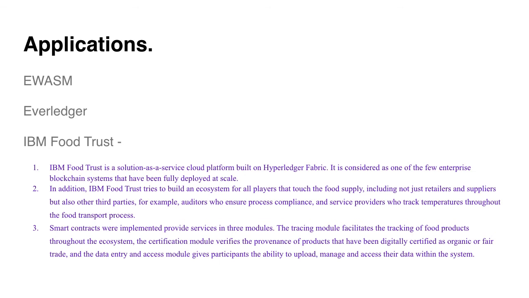Smart contracts were implemented to provide services in three different modules. The tracing module facilitates the tracking of food products throughout the ecosystem. The certification module verifies the provenance of products that have been digitally certified as organic or fair trade. And the data entry and access module provides participants the ability to upload, manage, and access their data within the system.